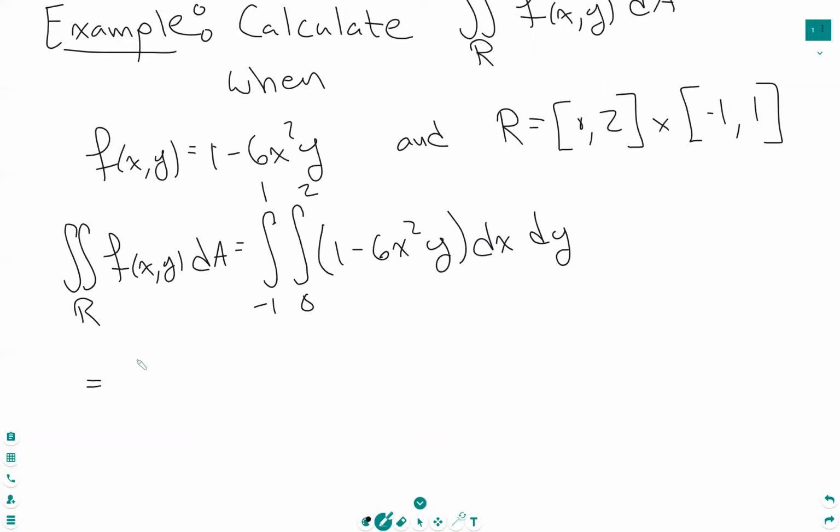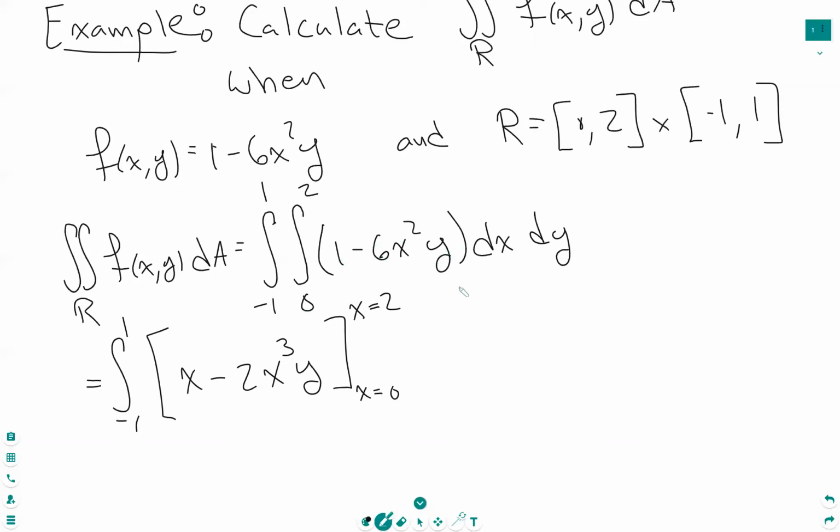So let's go ahead and integrate this. So this is negative 1 to 1, and then I'm going to do the x integral first. So I integrate with respect to x, where every y is considered a constant. So this term here gives me an x minus, and then I increase the power by 1, and then divide by its new exponent. So I get 2x cubed times y, evaluated from, actually, I'm going to write it like this just so we can keep track that it's x that's being evaluated, x equals 0 to x equals 2, and then we have dy.